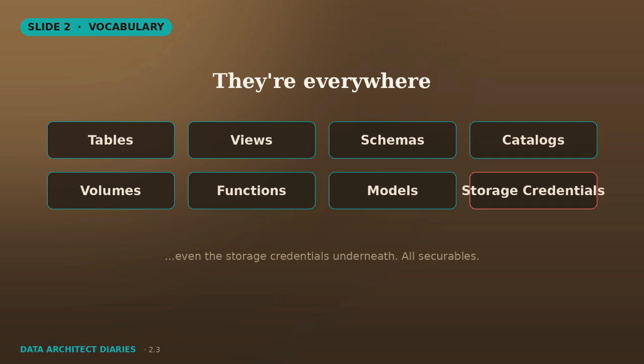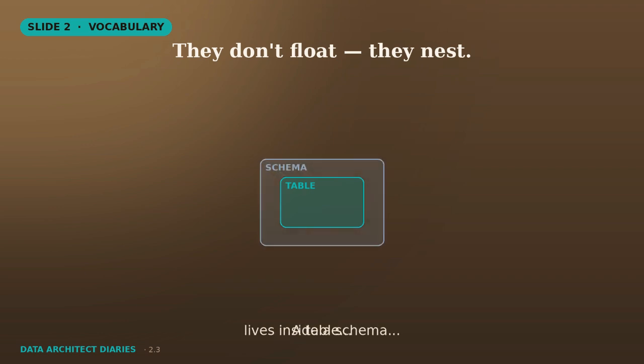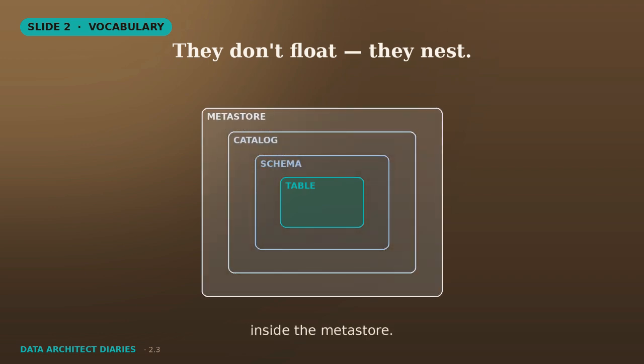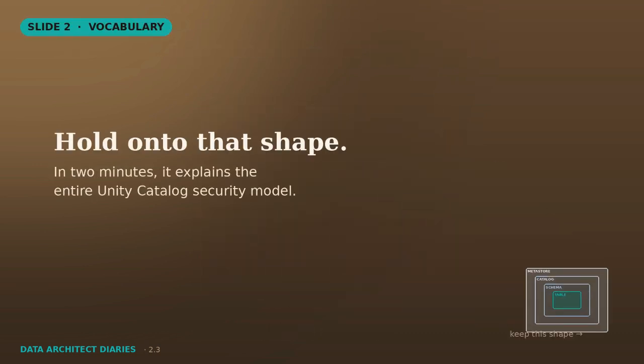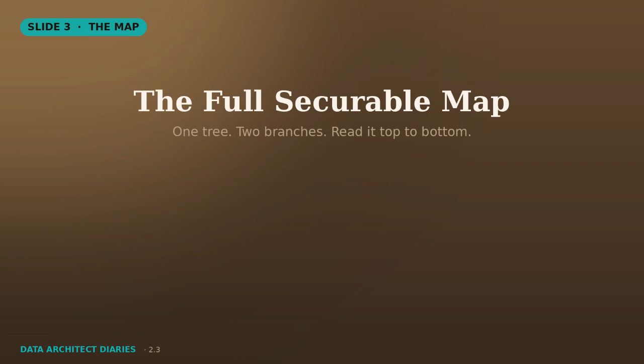And here is the point of the whole episode: these objects don't float around, they nest inside each other. A table lives inside a schema, the schema lives inside a catalog, the catalog lives inside the Metastore. Think Russian dolls. Hold onto that shape. In 2 minutes, it explains the entire security model. So here is the whole map. Read it top to bottom. At the top sits the Metastore, admin territory where create catalog lives.